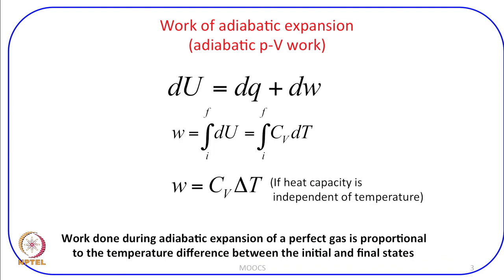So, the work done during adiabatic expansion of a perfect gas is proportional to the temperature difference between the initial and final state. Remember that this work is being done at the cost of internal energy. Therefore, this W will be the same as delta U, and that conclusion we must remember: in adiabatic changes, work is directly equal to the change in internal energy.